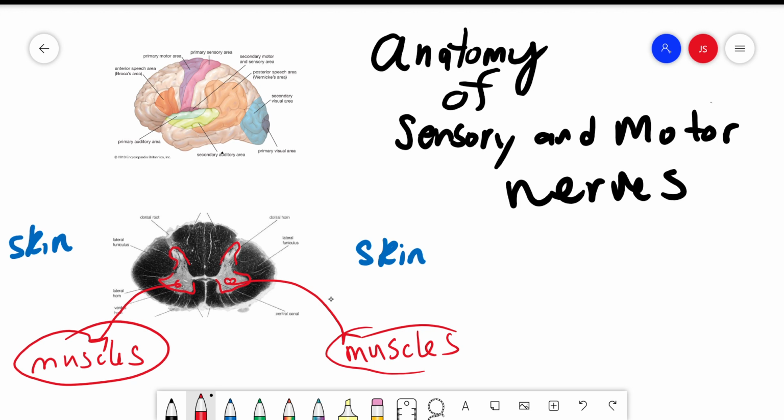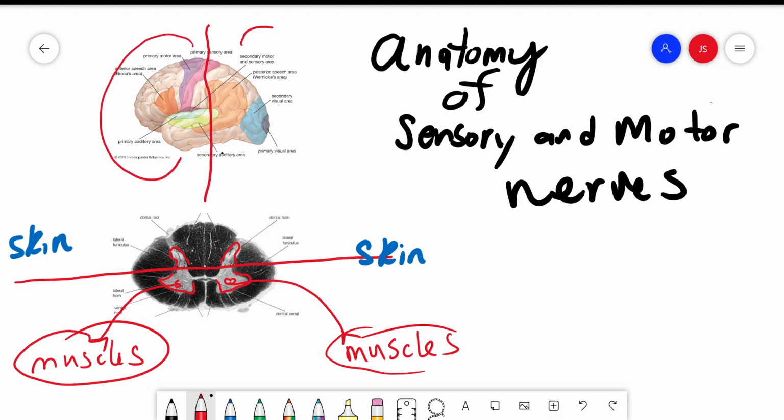Now if I cut this across here, this is ventral, meaning this is the front of the person. So that would correspond if I cut this in half. This is the front of the person here. This is the back. And in the picture on the bottom, this is the front, and this is the back.